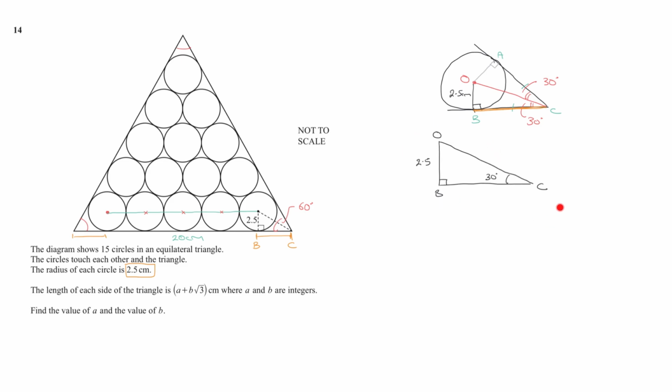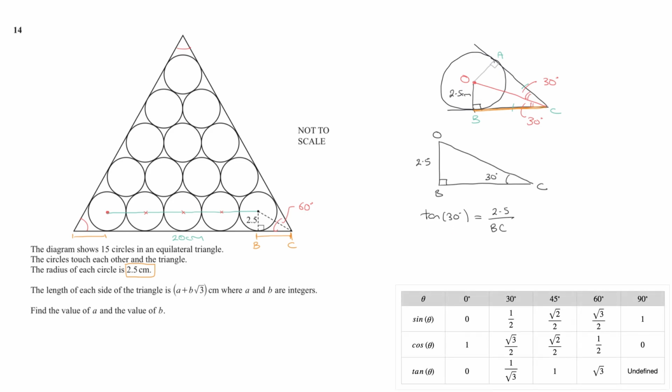And now looking at this triangle, the side length BC here is adjacent to this 30 degree angle, and the side length OB, which is 2.5, is opposite. And so using our knowledge of TOA, we can quickly state that tan of 30 degrees must equal the opposite over the adjacent, which would be 2.5 over BC.